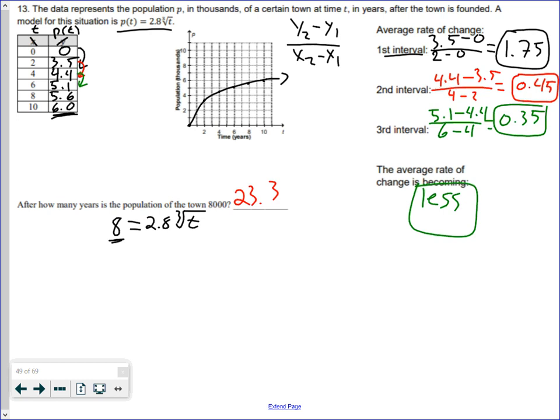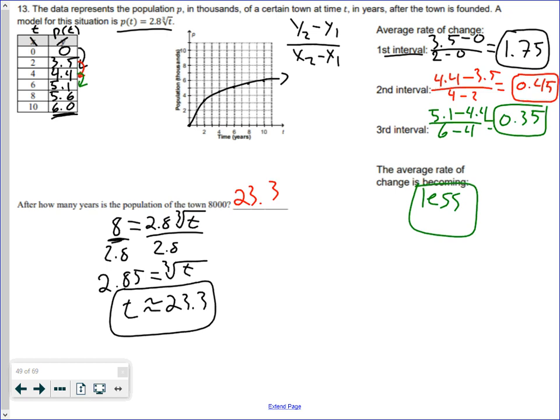So we're going to solve it out. We divide each side by 2.8. 8 divided by 2.8 is about 2.857, so let's say about 2.85. That's going to equal the cube root of t. We cube both sides, and when you cube both sides, you get that t is approximately that 23.3 that we found. So that's how you find it. Because the problem says the data represents the population P in thousands, the population 8,000 is really going to be an 8 in the problem. So that's how you plug it in, and that's how you find that 23.3.